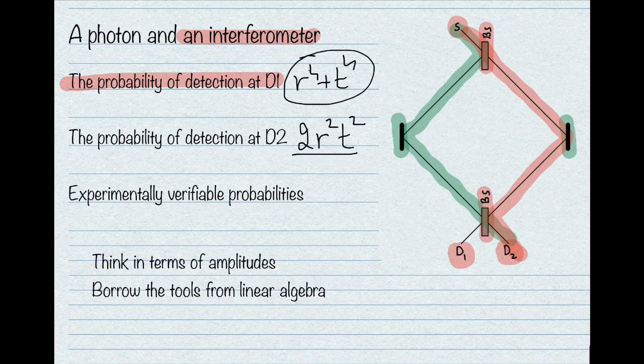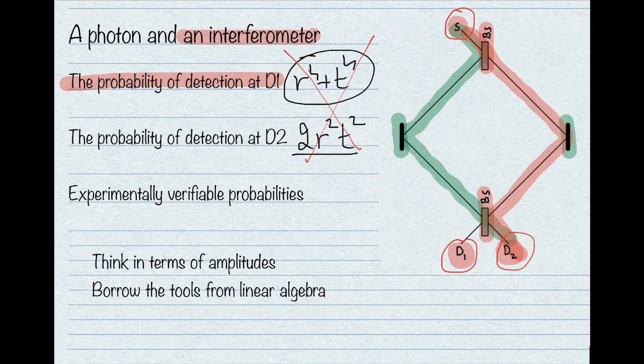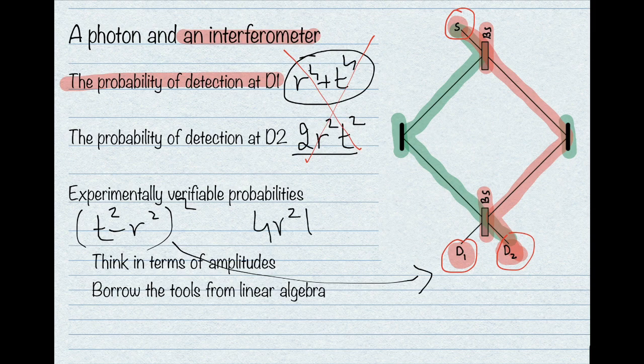We can check these computed probabilities by performing the experiment a large number of times in which a photon is emitted from the source and is detected by D1 or D2. And if we do this, we will see that these probabilities are wrong. The correct probabilities we get from experiment are (T square minus R square) whole square for detection at D1 and 4R square T square for detection at D2. This means that the way we have calculated the probabilities is flawed and we are missing something.